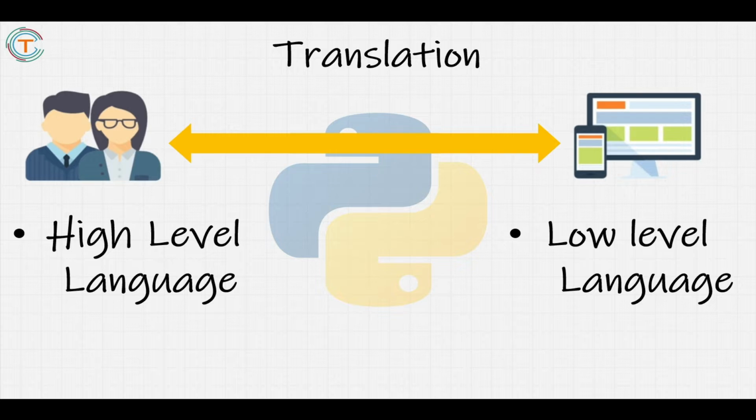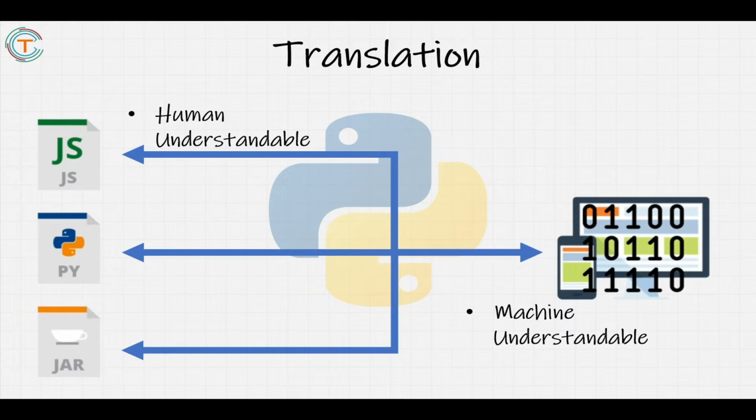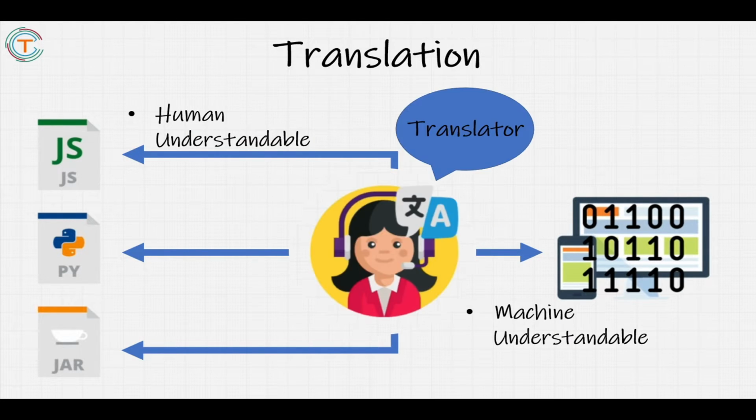From here a new question arises: how are we going to perform these translations? In real life we can just use a translator. How are we going to translate a high level language to a low level language? Let's learn how translation is performed. Here is an example. Code written in JavaScript, Python, Java or any other high level programming language is translated to machine language, or we can simply say bytecode, zeros and ones. So how is this translation done?